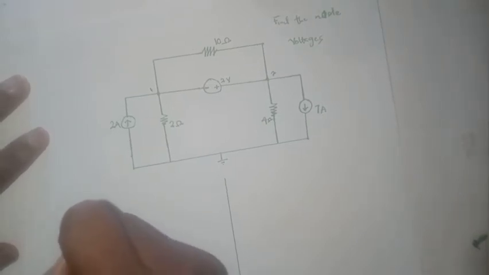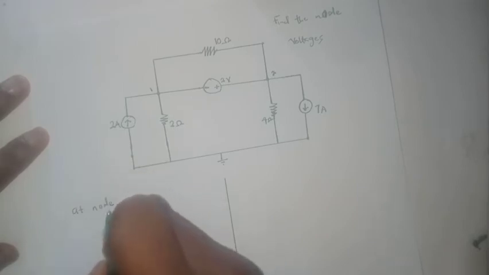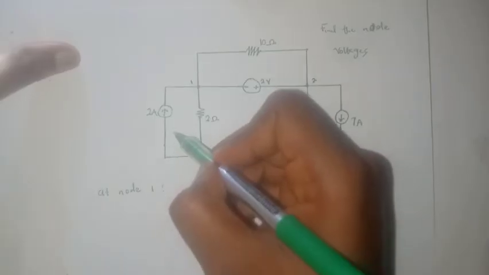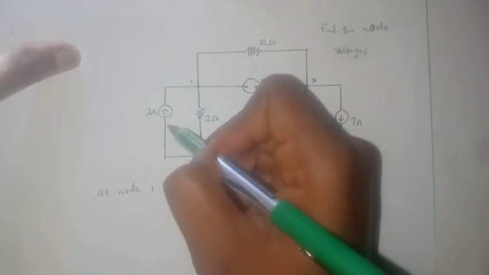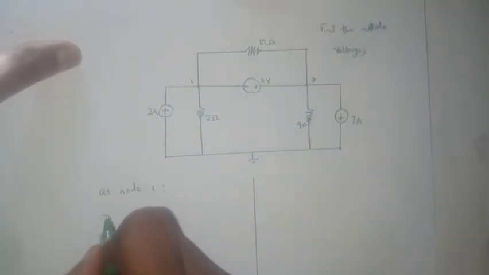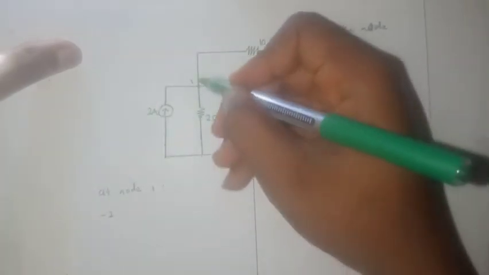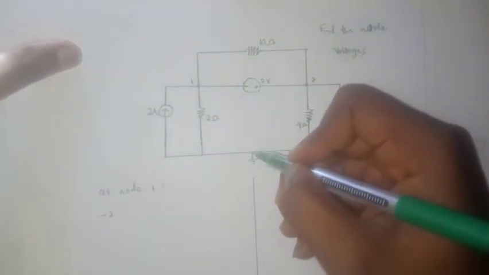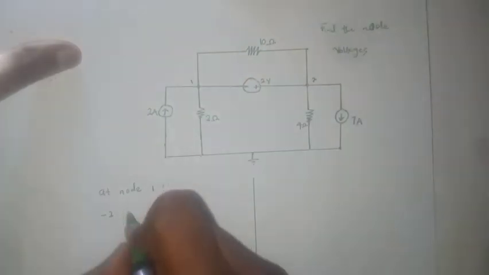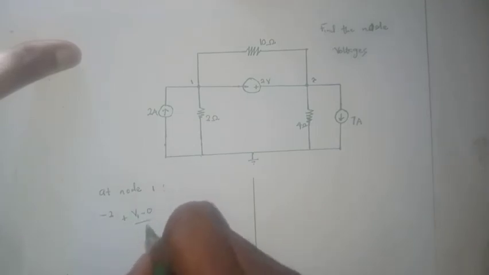So we say at node 1, the current flowing out of this branch is minus 2 amperes, because it is not flowing out, it is flowing in. So minus 2 amperes. Then the current in this branch, since the reference node is 0, is V1 minus 0 divided by 2. So plus (V1 minus 0) divided by 2.